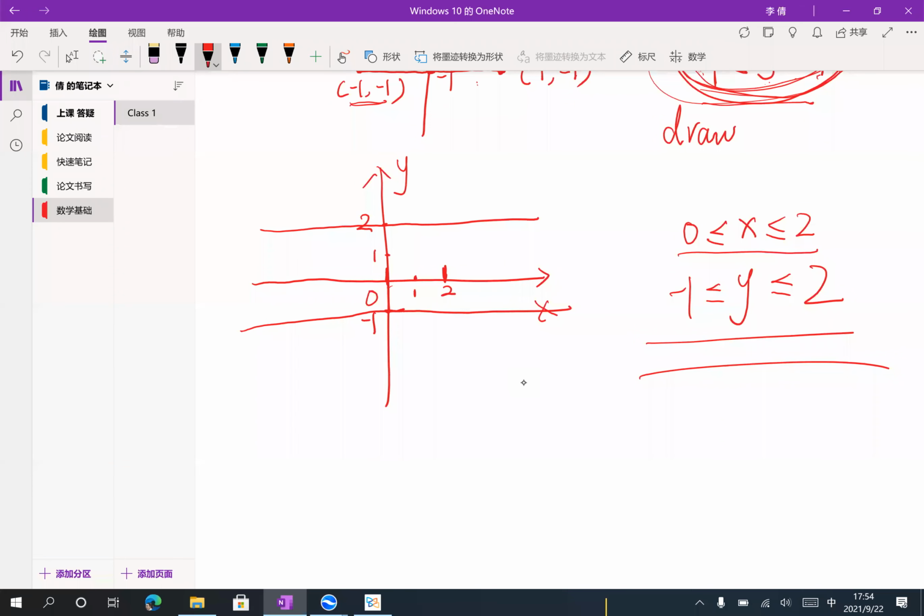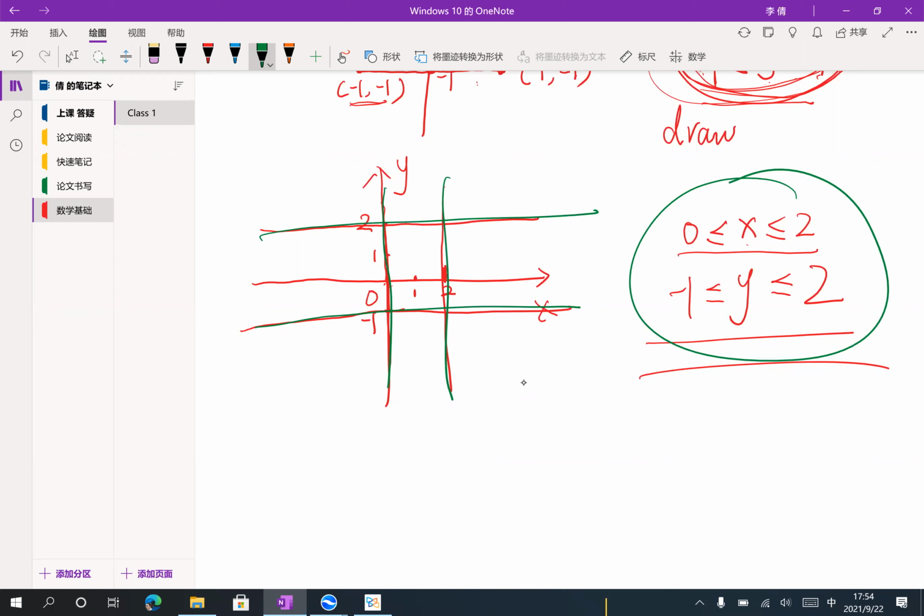And then x must be between 0 and 2, right? Let's say x between this and y between this. So the points that satisfy this inequality will be those points, right? So this is the graph for this inequality in the plane.